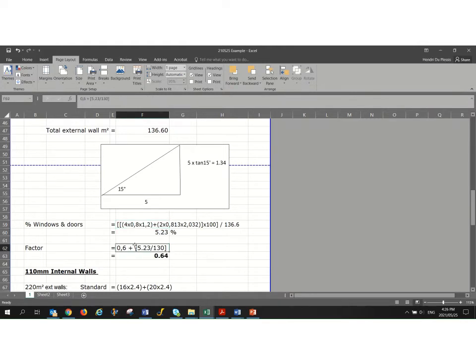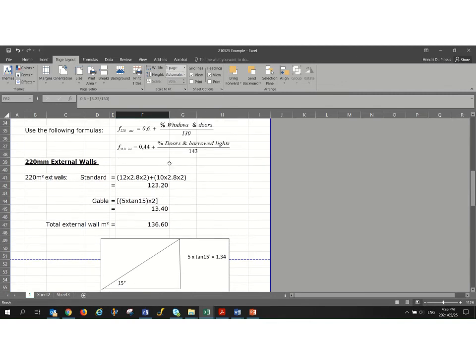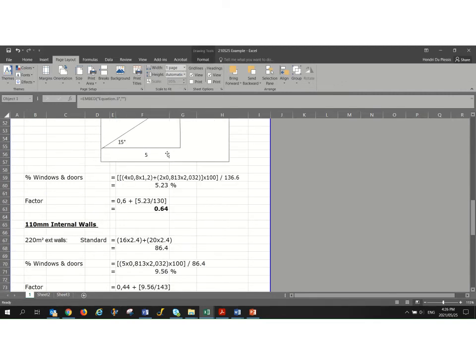Okay, and now you can populate your formula, which is 0.6 plus your percentage divided by 130 according to the formula that's given. Well, not given in the question paper. You need to know the formula, and you get a factor of 0.64. So you can see our external walls actually have a lower factor than a normal factor of 1.